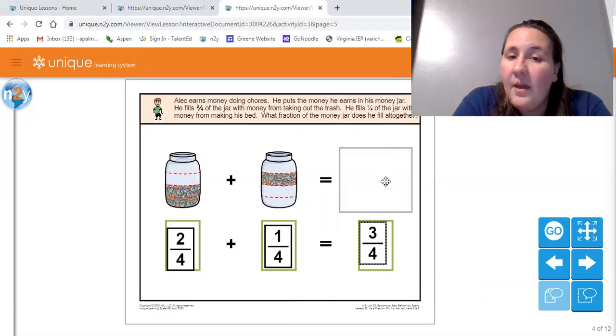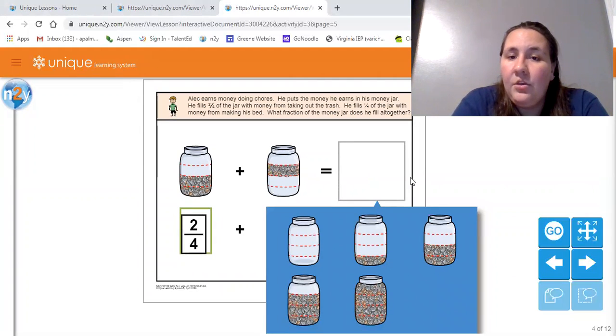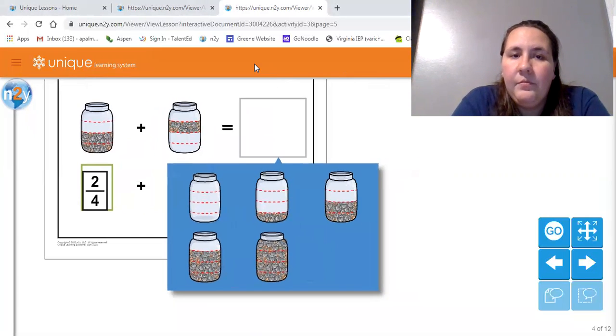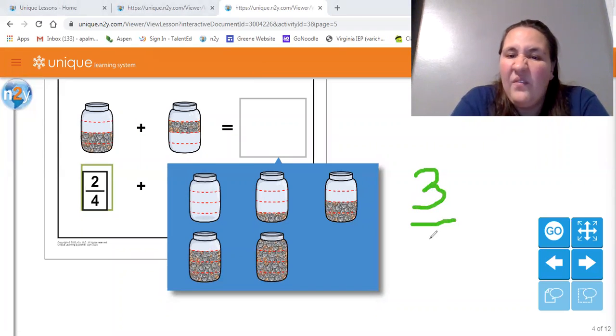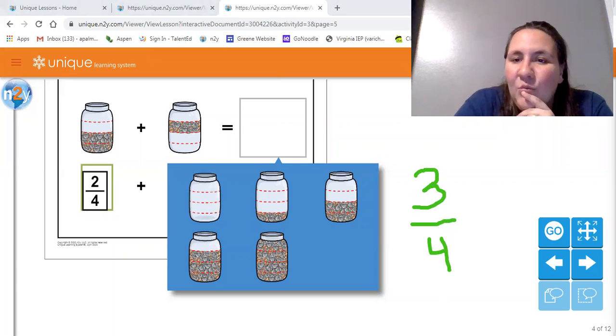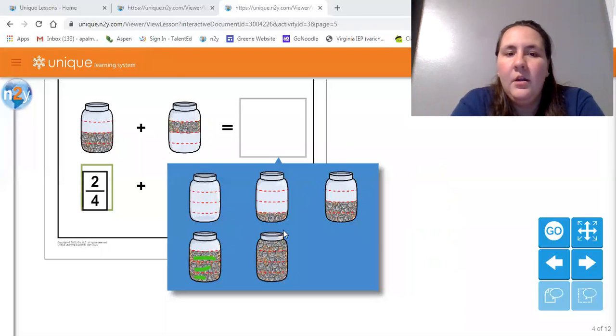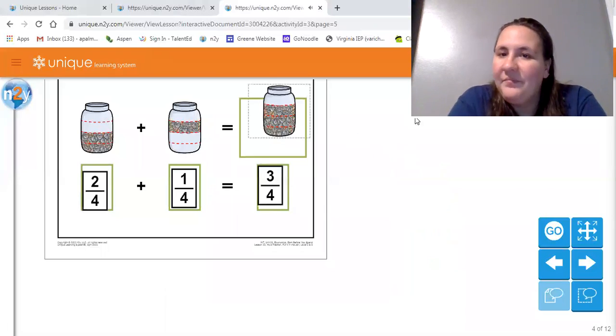So we have one more job. We need to find the jar that matches that. So can you find the jar? And I'll write the fraction because you can't see it now. Can you find the jar that has 3 parts and 4 parts that make up the whole? 3/4. Which one has 3 colored in? Can you touch it with your finger? Yeah, good job. Let's count and make sure. 1, 2, and 3. Beautiful job. You guys are so smart. I think you're really getting it.